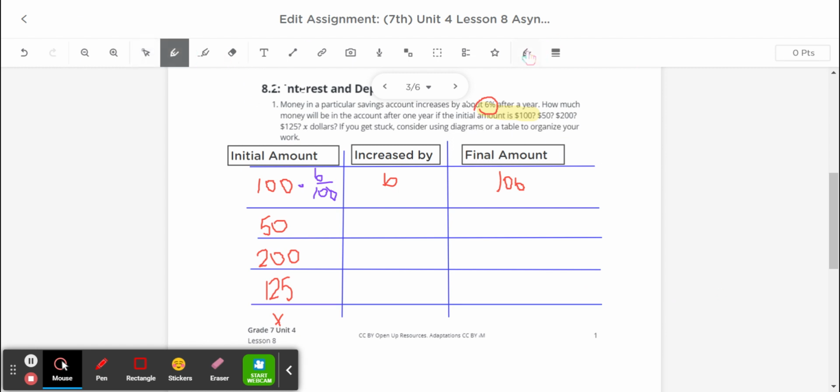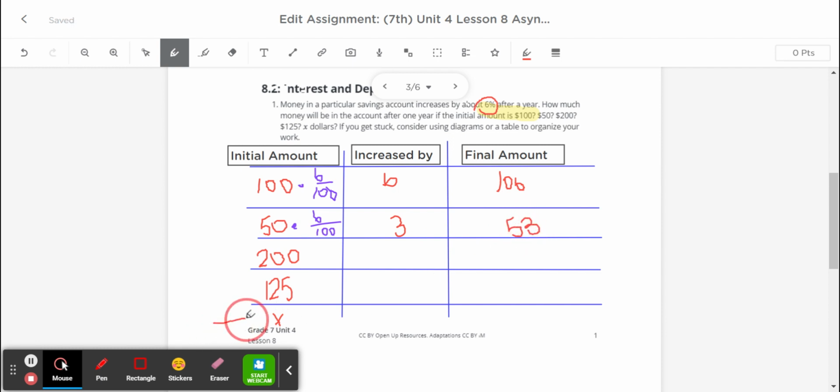Okay, so you should have given this a try on your own. Let's take a look at 50. To find 6% of 50, I'm going to multiply 50 times 6 over 100. 50 times 6 over 100 is equal to 3. And so my final amount is 53.